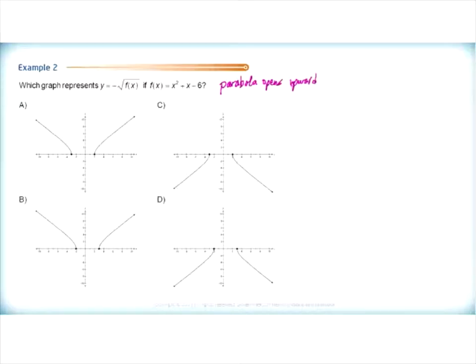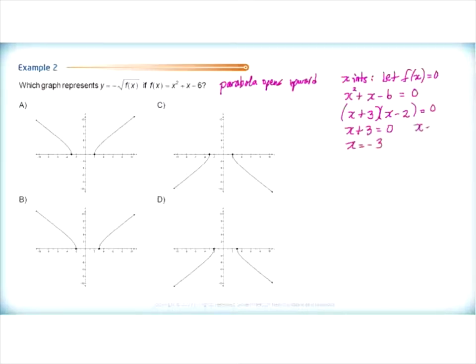So we need to determine the x-intercepts again by letting f of x equal 0. So we have x squared plus x minus 6 equals 0, which can be factored as x plus 3 times x minus 2 equals 0. X plus 3 equals 0 when x is equal to negative 3. X minus 2 equals 0 when x is equal to positive 2.